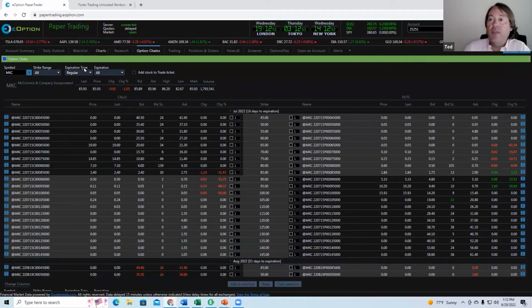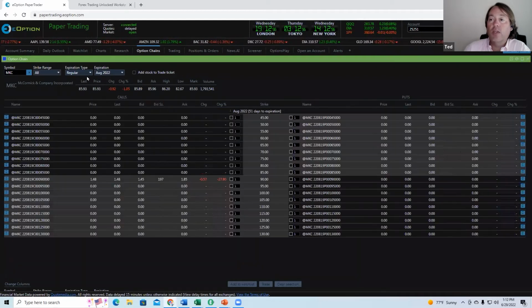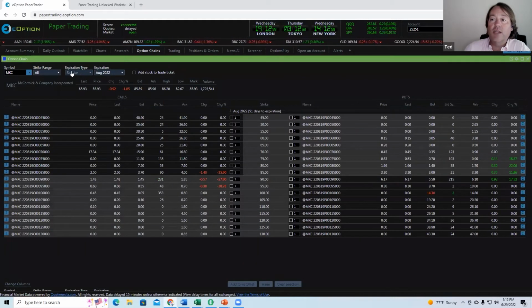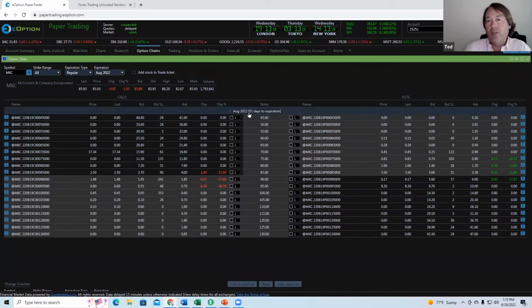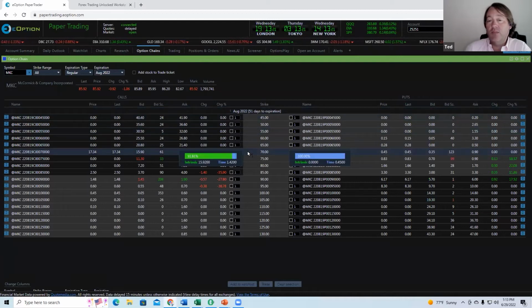Okay, and then we go in for expirations, August of 2022. We leave it as regular expirations. And for strikes right now, we're going to leave it all right there. So now what we have here is the beginning of our stock and what options we're going to line up potentially. We have the MKC, the McCormick option chain pulled up here. We have 51 days to expiration. So it's a little bit more than 45, but it's not that much of a difference.